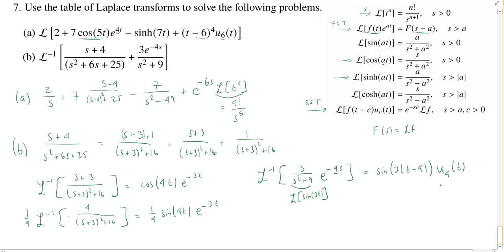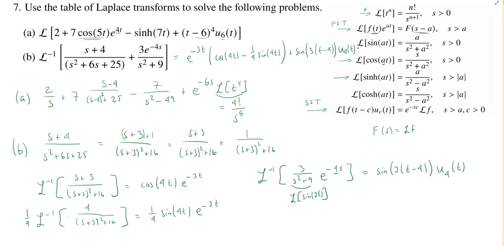All right. So in total, my inverse Laplace transform is going to be e to the negative 3t times, well, let's see, we'll combine these together, cosine of 4t minus a fourth sine of 4t, plus sine of 3 times t minus 4. I could expand, like distribute this, but I'm not going to. Times u4 of t. And there we did it. We've used our table of Laplace transforms, first shifting theorem, second shifting theorem. Whew, what a workout.